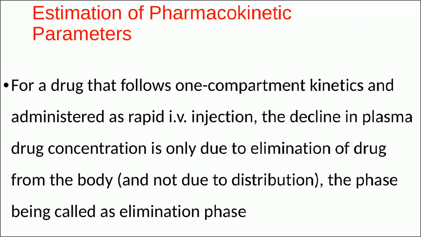Coming to the estimation of pharmacokinetic parameters. For a drug that follows one compartment kinetics and is administered as rapid intravenous injection, the decline in plasma drug concentration is only due to elimination of drug from the body and not due to distribution, the phase being called the elimination phase.